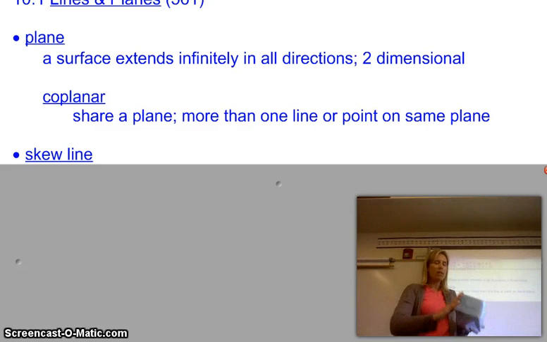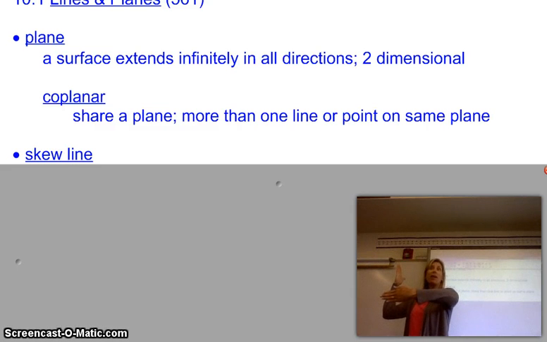This one here. So imagine if I do it with my arms, here is one line, and here's another line. Will they ever intersect? No. Are they sharing a plane? Could they share a plane? No. And are they parallel? No.